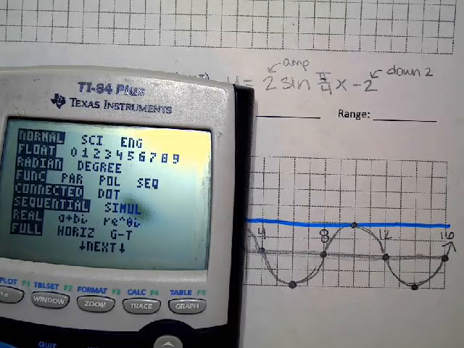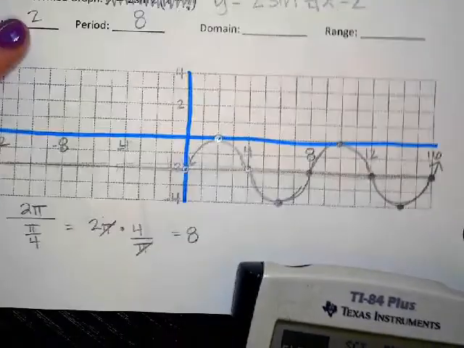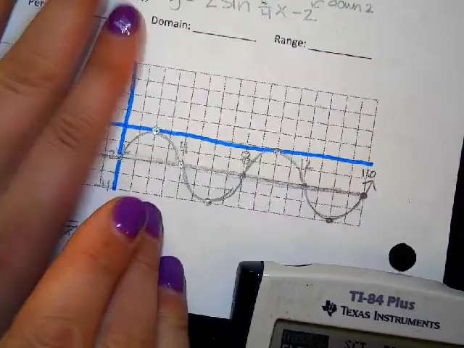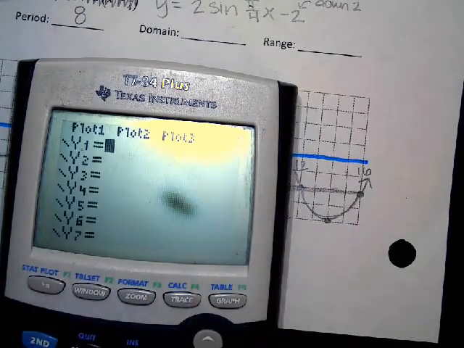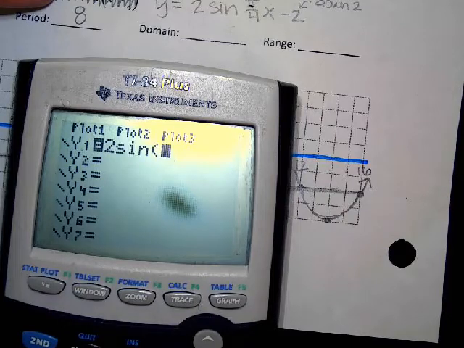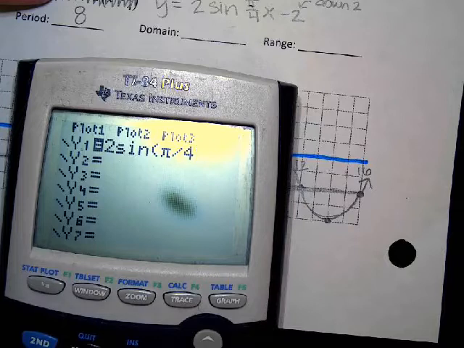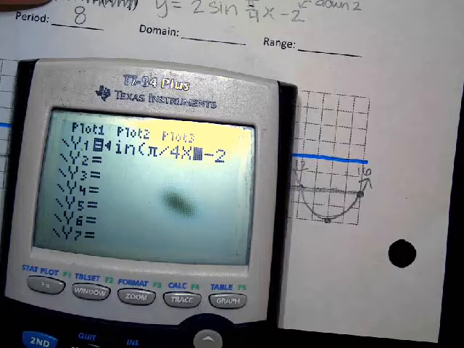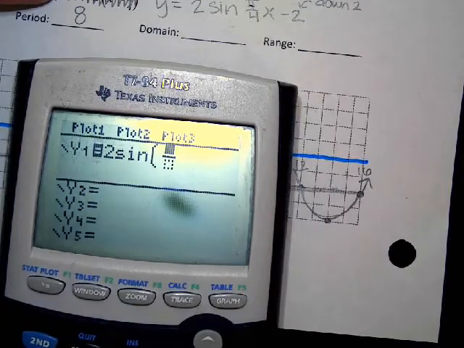So the only intervals that I graphed were really from 0 to 16, so I'm going to change my window to be that. So let's go ahead. I'm going to type in the equation. So I've got 2 sine pi divided by 4 times x minus 2, or let's go ahead and type it in maybe the way you guys would type it. 2 sine pi over 4 x minus 2. Okay, so this is what it would look like. There's your equation.